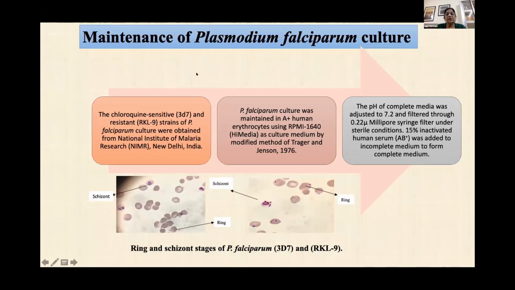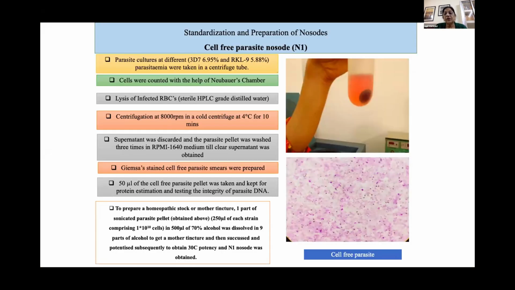To start with, the first important thing was to maintain the Plasmodium falciparum culture in the laboratory. So we obtained these two strains, the chloroquine sensitive strain and the drug resistant strain, from the National Institute of Malaria Research, New Delhi. And then we maintained the parasite in A+ human erythrocytes using RPMI 1640 by following the standard method of Trager and Jensen. We also used 15% inactivated human serum to grow this parasite. And after growing the parasite successfully in the laboratory, we started the preparation of the nosodes.